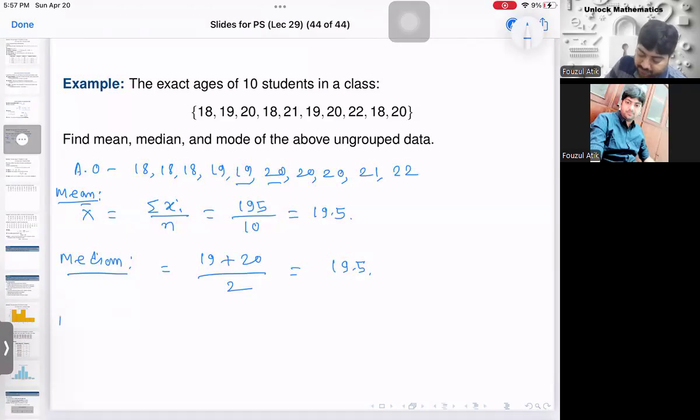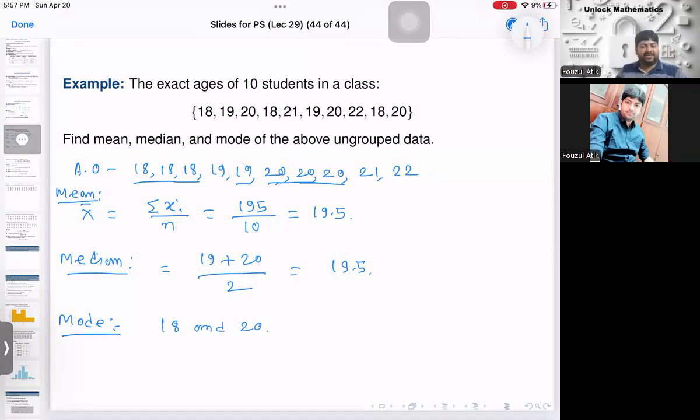Now next is mode. What is the mode? Mode is the element which appears most frequently, right? So what is appearing more frequently? This 18 is appearing 3 times and 20 is also appearing 3 times, right? So the mode is actually 2 values here. There are 2 modes of it. So the modes are 18 and 20. So this is a bimodal case.